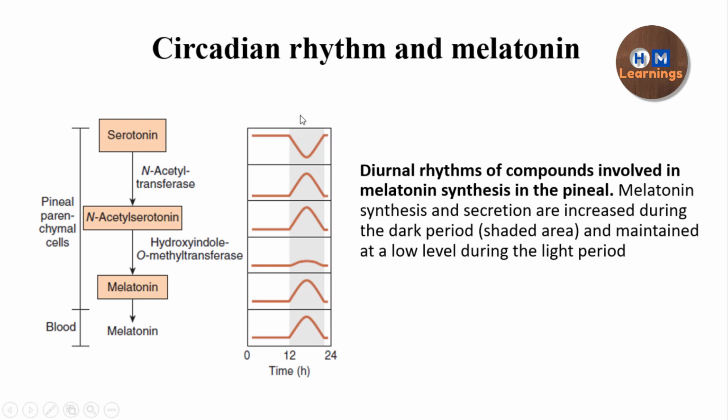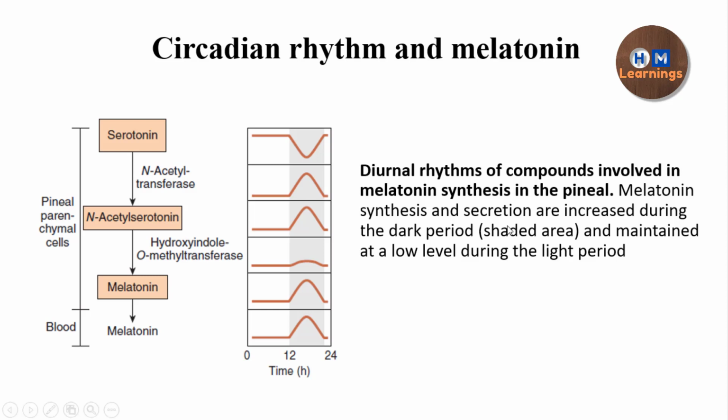This is showing you a simple thing, that melatonin is following the circadian rhythm. It is saying that melatonin synthesis and secretion are increased during the dark time, and it is maintained at a lower level during the light period. So that is how it is following the circadian rhythm. नाइट में ज़्यादा secretion है, डे में कम secretion है.